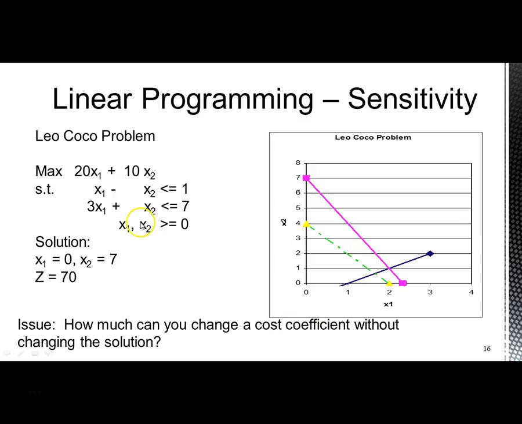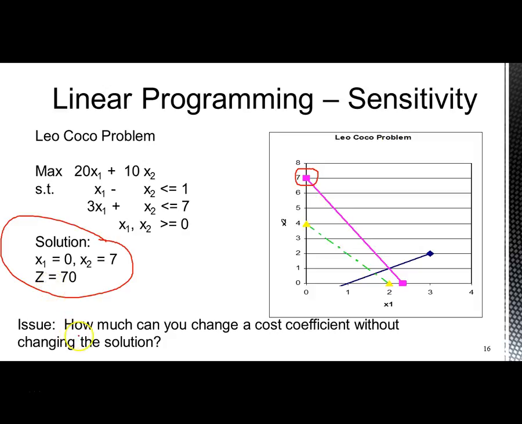Let's do a problem. Suppose we have a problem called the Okoko problem: maximize 20x1 plus 10x2, subject to x1 minus x2 less than or equal to 1, 3x1 plus x2 less than or equal to 7, with x1 and x2 non-negative. From here we got the solution, which is this point right here, where x1 equals 0, x2 equals 7, and z equals 70.